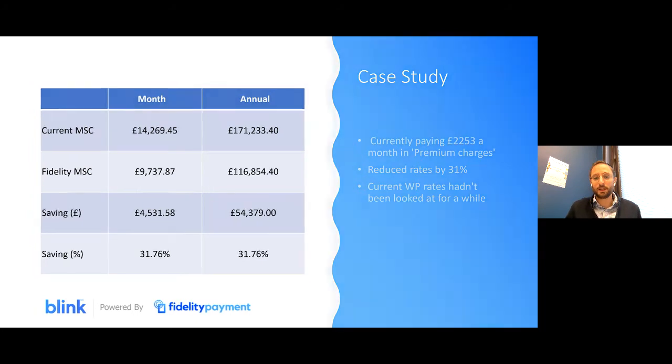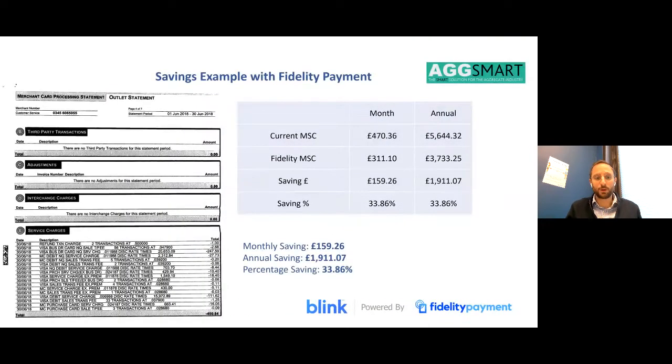Second case study, just move on to one of our partners we work with, a company called AgSmart. Again, 33% saving. Now, this was a much smaller merchant, still having processing fees, an annual fee of £5,644, but we managed to bring it down to £3,733, a huge 33% saving. So, these are just two case studies.